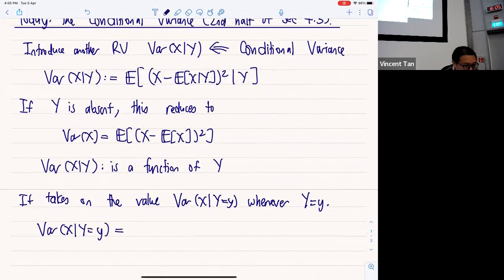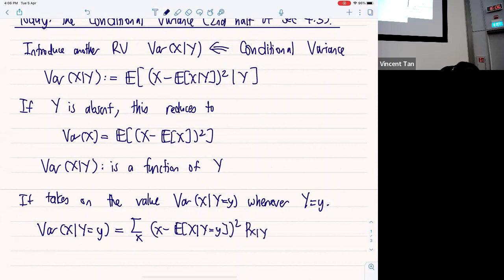Completely analogous to the expectation setting. That is nothing but the sum over x of x minus the expectation value of x given y equals y, quantity squared, and you average with respect to the conditional PMF.